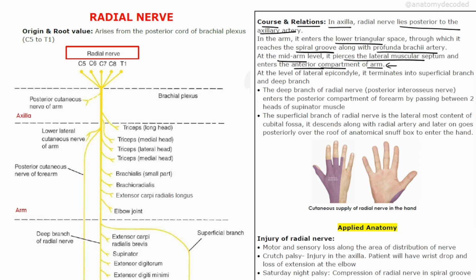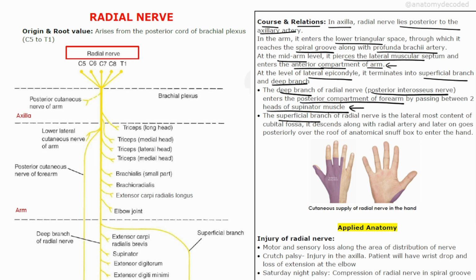At the level of lateral epicondyle, it terminates into the superficial branch and deep branch. The deep branch of radial nerve is referred to as posterior interosseous nerve. This nerve enters the posterior compartment of the forearm by passing between two heads of supinator muscle. If you read about the major nerves, the ulnar nerve is entering the forearm by passing between the heads of flexor carpi ulnaris muscle. The median nerve is passing between the two heads of pronator teres muscle. The radial nerve is passing between the two heads of supinator, specifically the deep branch of radial nerve.